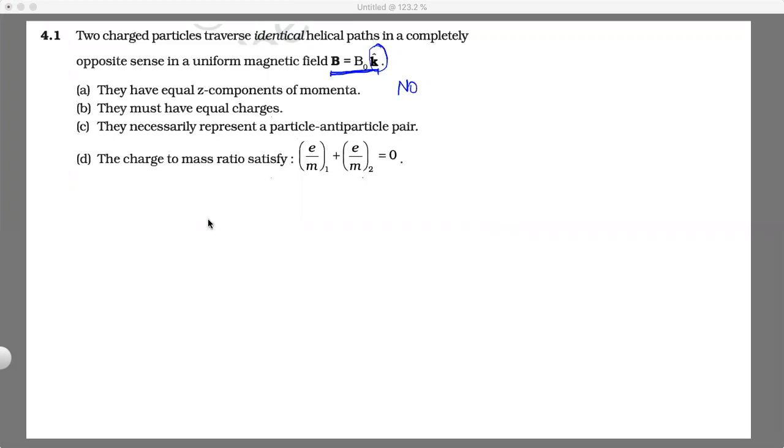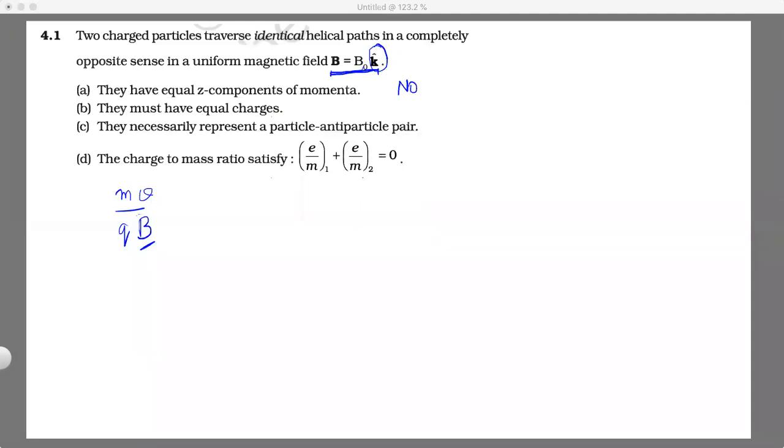Anybody? See, the radius should be the same. What do we know? The radius is given by mv by qB. Now B is a constant, we know, right? The thing is that the component of V parallel to B should also be a constant, but in the opposite direction.